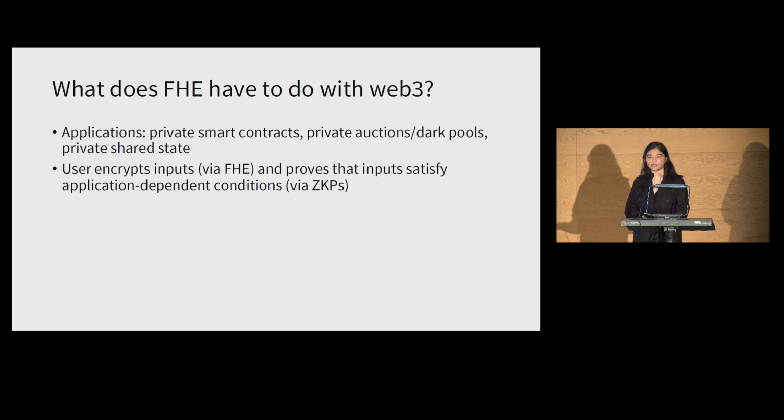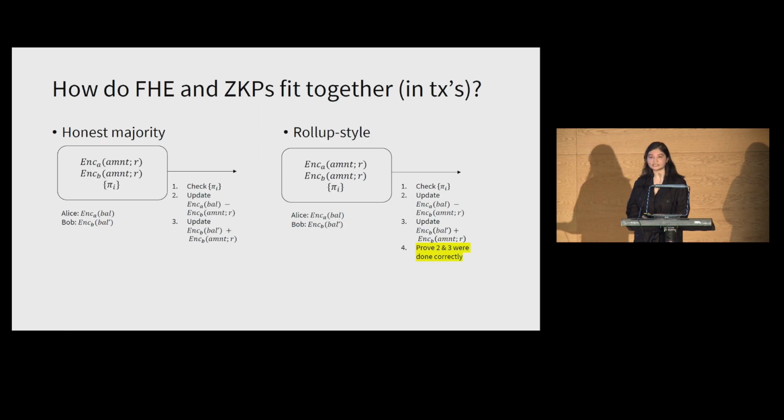In terms of how exactly you use FHE for these applications, you can imagine that the user needs to encrypt their inputs via some sort of FHE scheme, and then they will need to prove that their inputs satisfy some application-dependent conditions via zero-knowledge proofs. So how do FHE and zero-knowledge proofs fit together? Here, we're looking at an example of a private transaction.